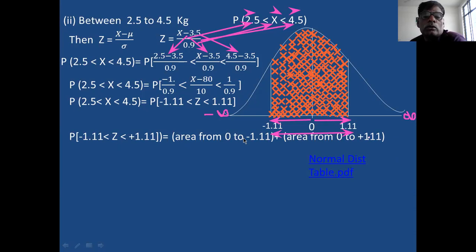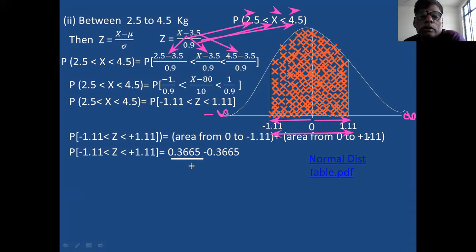So you go through the normal distribution table. In the normal distribution table, you see the value. As per the normal distribution table, the 1.11 value is 0.3665.